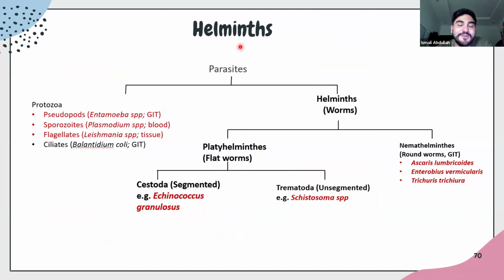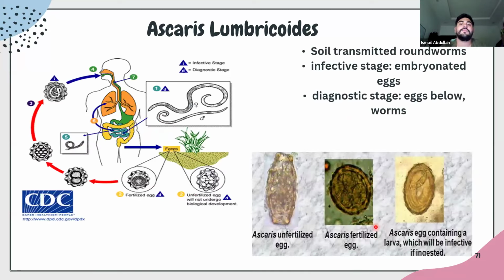So now we have helminths. The way parasites are divided, sorry, not the helminths but the parasites in general, is into protozoa and helminths. Helminths are the worms. And the way they're divided, we have flatworms and roundworms. So this is what we're basically going to be discussing, most of these right here. So let's start with Ascaris lumbricoides. This is mainly from soil. It's a soil-transmitted roundworm, as you can see right here.